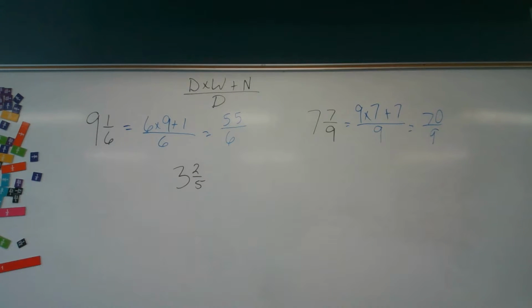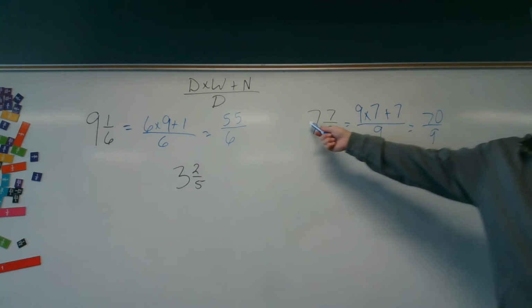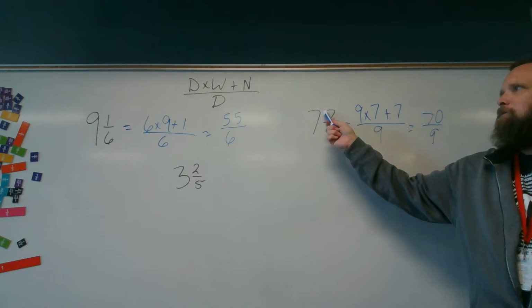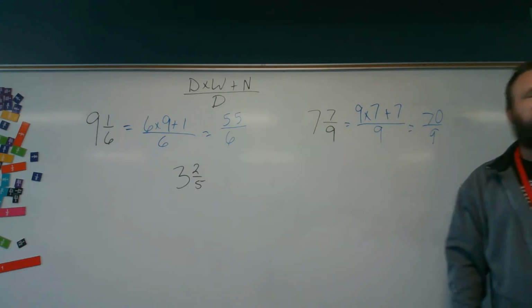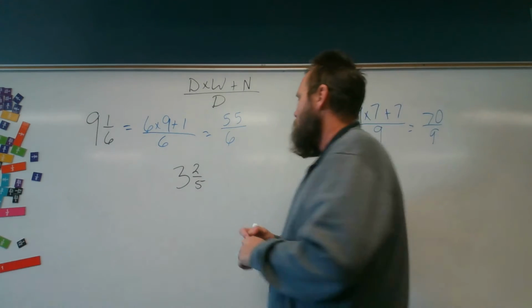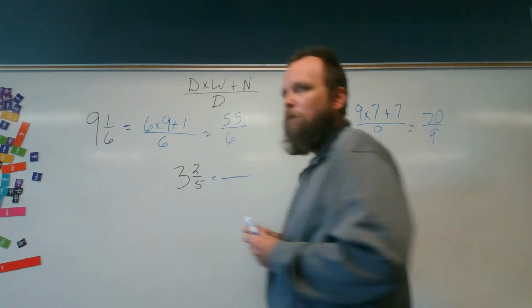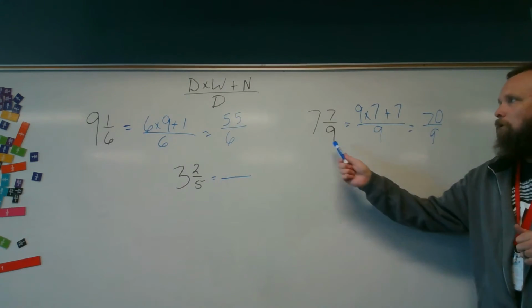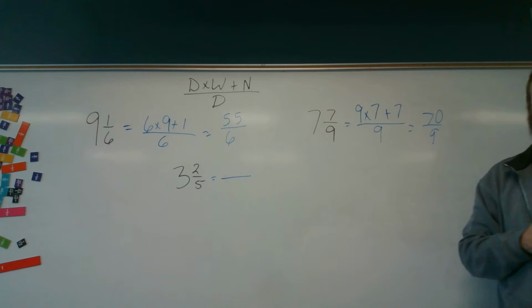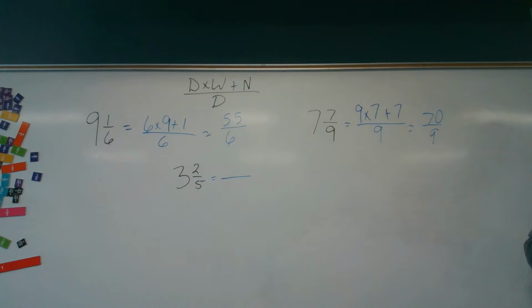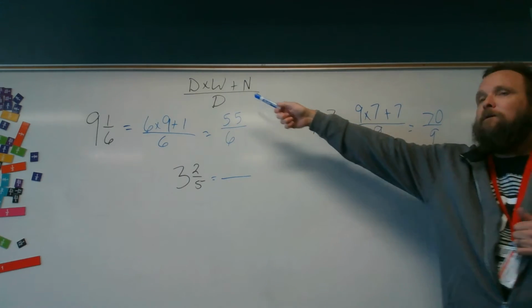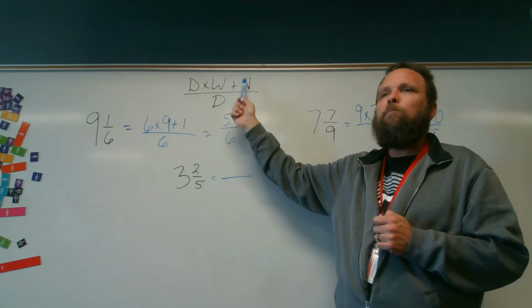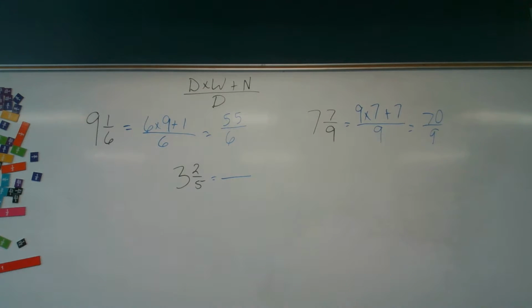Wait, what? 9 times 7 is 63. Oh, I thought we were doing that other way. 63 plus 7 is 70. And the denominator stays the same. Wait, how did you get that? I got 58. Oh, what's 9 times 7? Oh, I didn't do that part. I did 7 times 7. No. You gotta do 9 times 7. Denominator. So I did all of them wrong. Denominator times whole number plus numerator. Oh, I got 100. The last one.